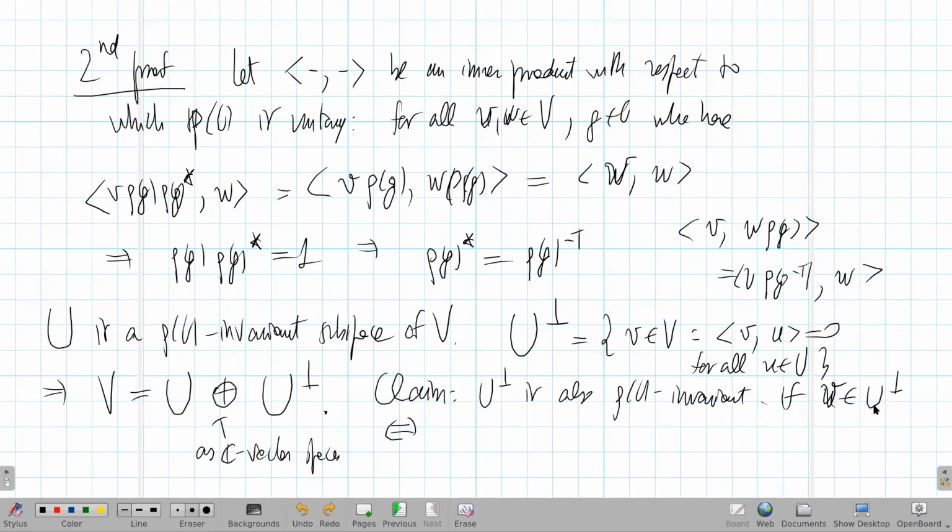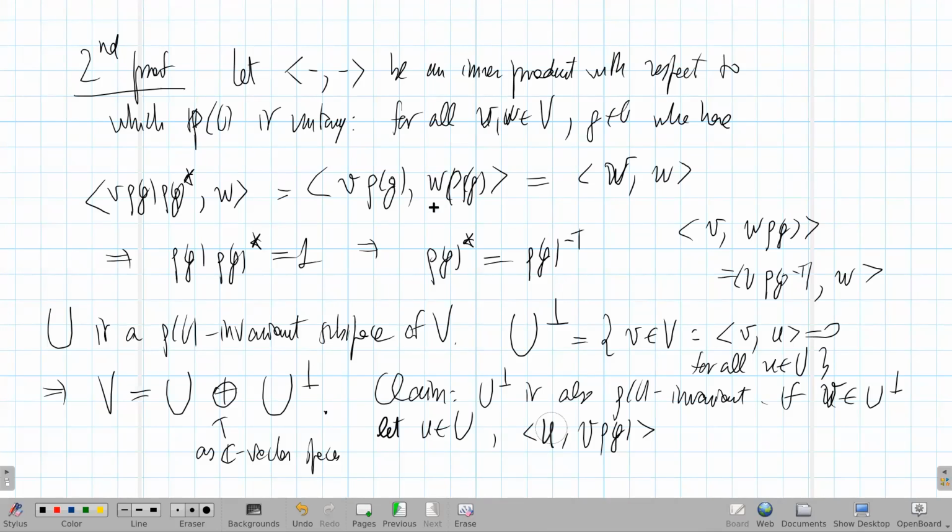Okay, if V is in U orthogonal, let U in U be arbitrary and consider the product V U rho G. I want to prove that this is zero for all U in U. So I take an arbitrary element of U, I take an element of U orthogonal, and I want to prove that this is zero, for all U in U.